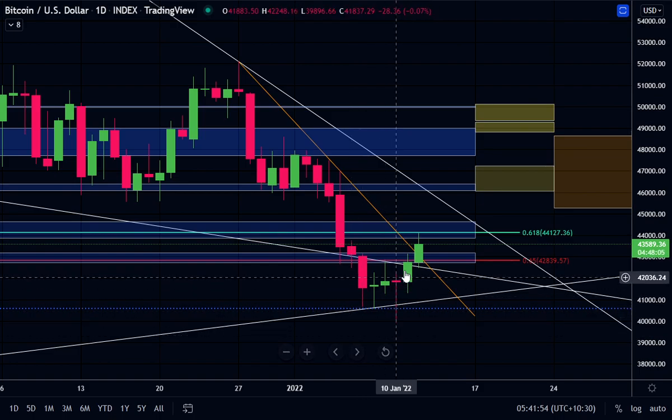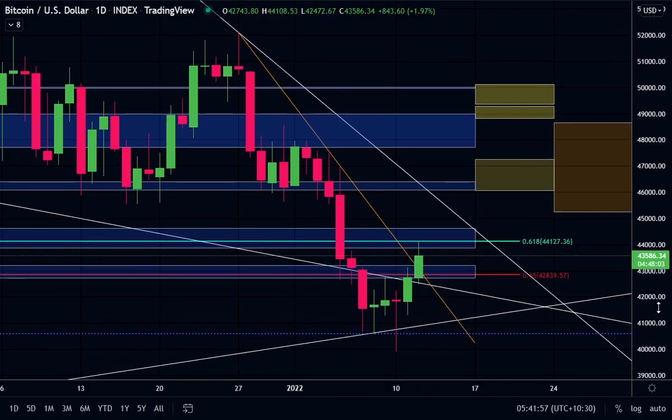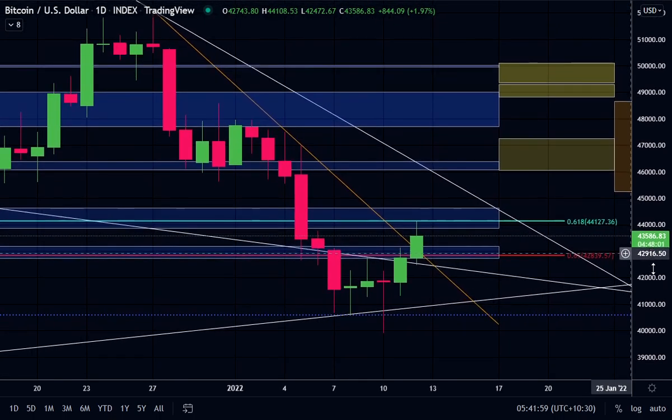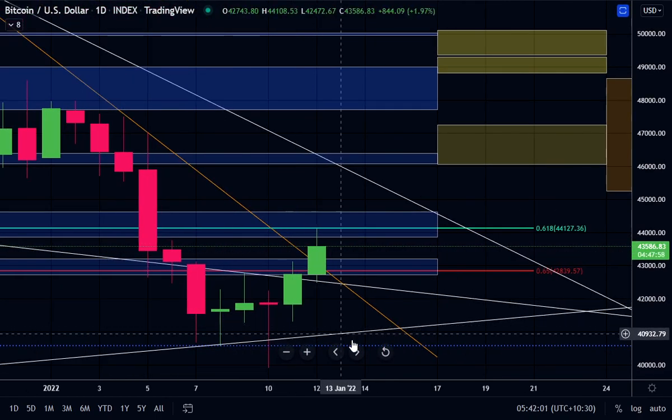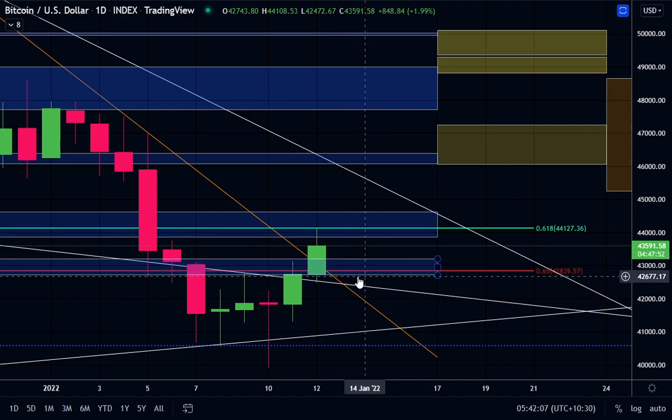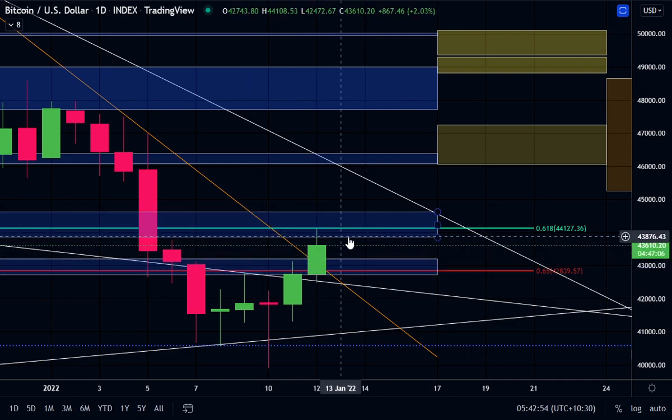We have managed to come back into this order block. Currently we are above it, but we still have to wait for the daily candle to close. The top of this order block is at 43,200. The bottom of the order block is at 42.7. You can see we did wick into this second order block here, which is between 43,850 and 44,600. So this does need a bit more time to play out to see how we do interact between these two order blocks.